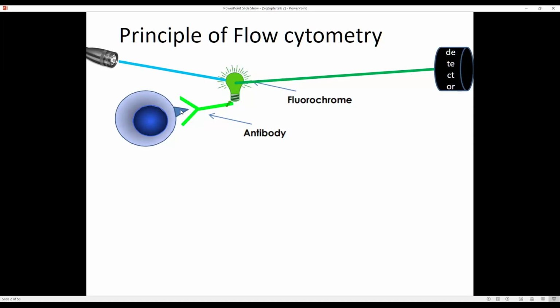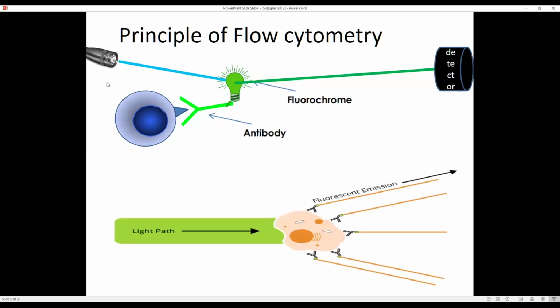Now, if this particular cell has CD20, this antibody tagged with fluorochrome will be bound to the cell and you will get the signal. If, say, it's a T cell and it doesn't have the CD20 molecule, this antibody will not bind and you will not get the signal. So that's how we discriminate cells by flow, right?